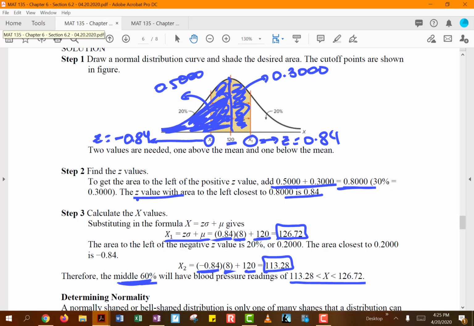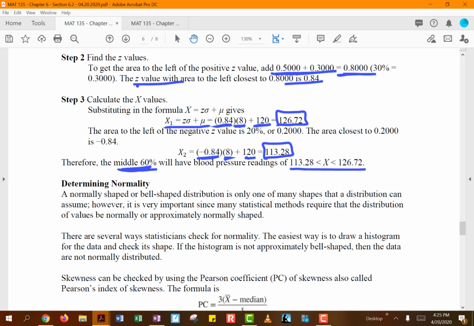So this x1 value would end up becoming 126.72, and this x2 value is going to be 113.28. Okay, so again, this is working backwards where you know the percent, but you're trying to figure out what your data values are going to be.